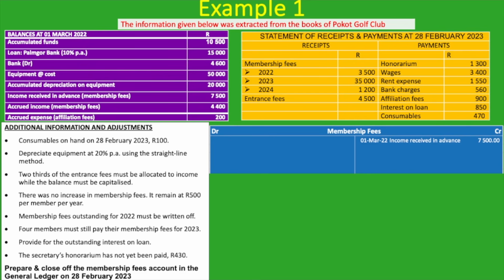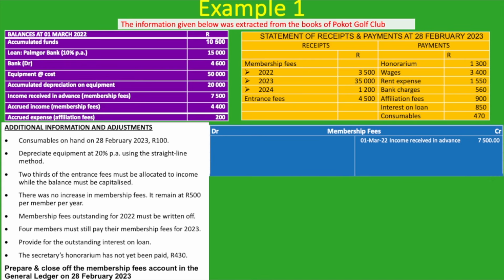So you can see here clearly the first thing that you need to do when you're doing membership fees is look for your income received in advance at the beginning of our financial period, the financial period that we are asked to prepare and close off the membership fees account for. So we know this is money that we have likely earned in this particular financial period, which we had received last year by members who paid in advance.